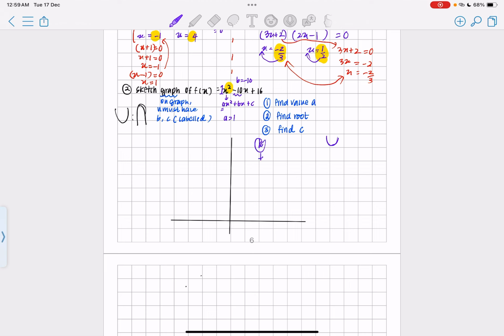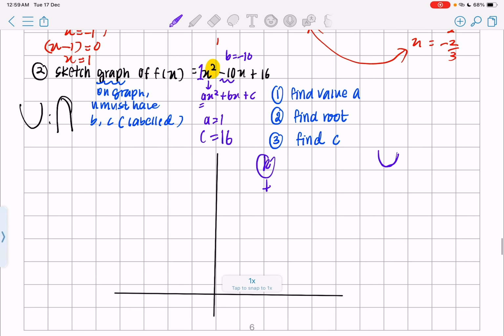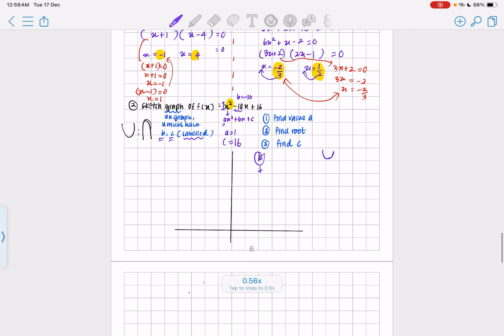Gonna be here. And then C. C is equal to 16. Bila you nak lukis, apa yang you kena lukis on the graph, you must have B and C value label. A tak payah, A shape sahaja. So, C lah yang paling obvious. 16.